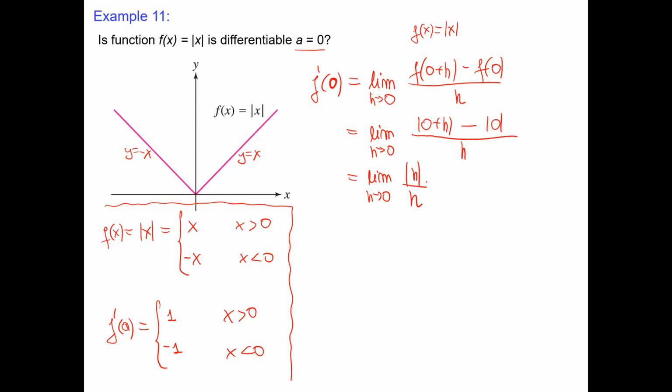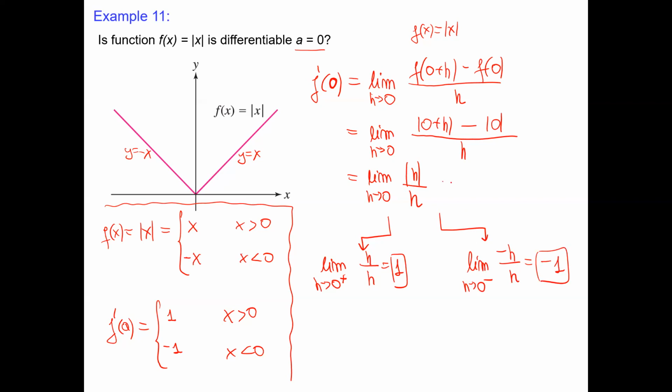Now I think we have to split this. We will compute h going to 0 from the right-hand side, where everything is positive. I can replace the absolute value of h just with h, and this limit is 1. And I can also find the limit as h approaches 0 from the left-hand side. Then h is negative, I have to make it positive, and this is -1. That's when we may say this limit is undefined, because the one-sided limits are different.